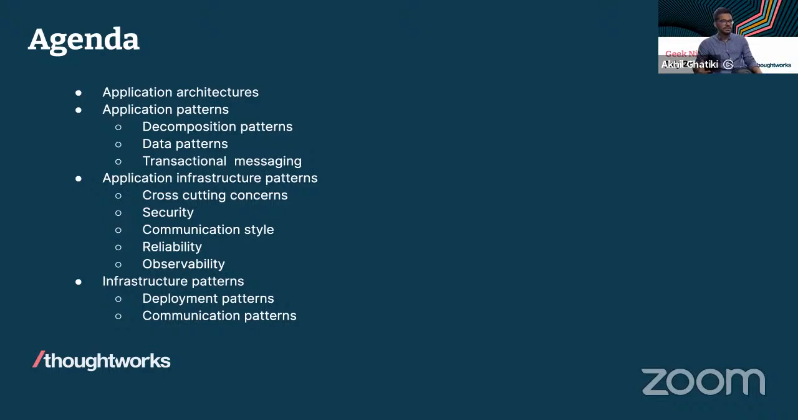It's more about provisioning the computational power to the applications that you are going to deploy. And application infrastructure patterns is more about what you are going to set up inside your application. For example, these were a small list that you can see here: cross-cutting concerns, security, communication styles, etc.